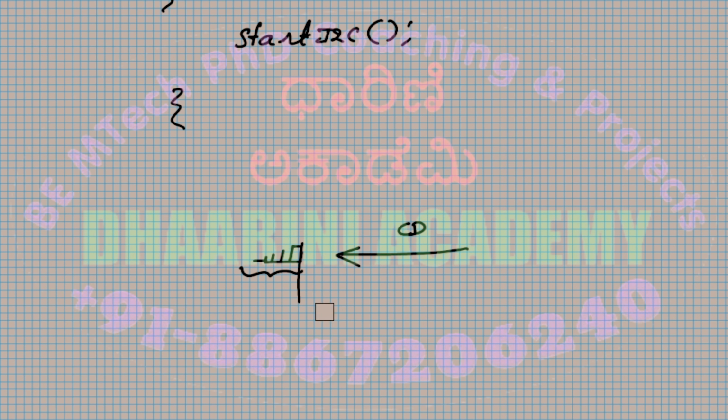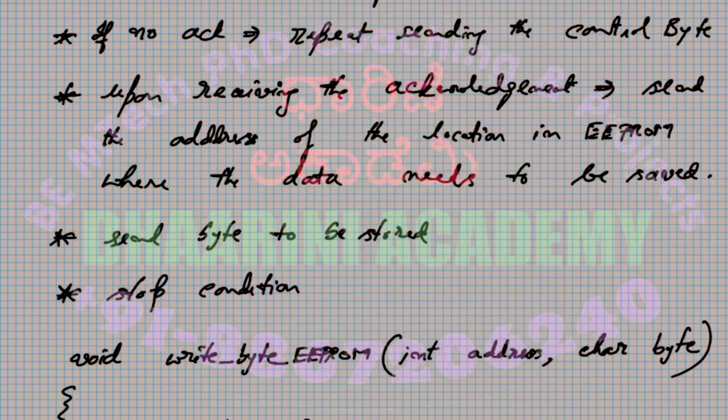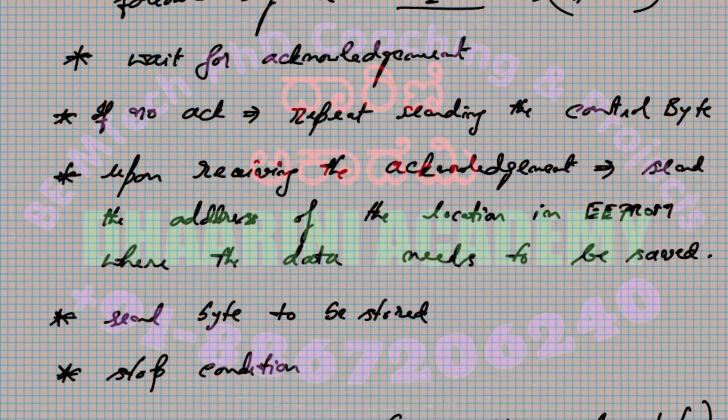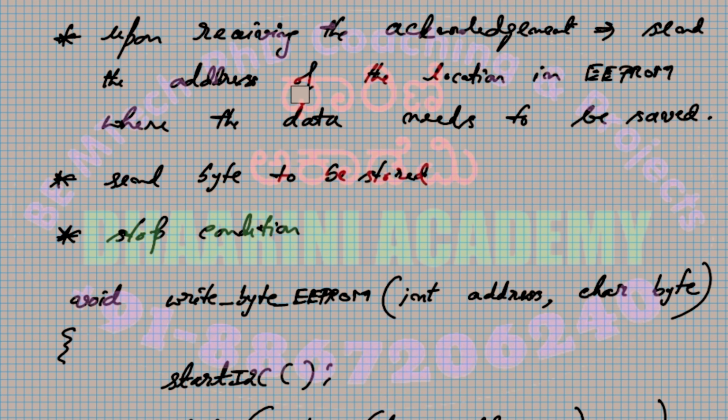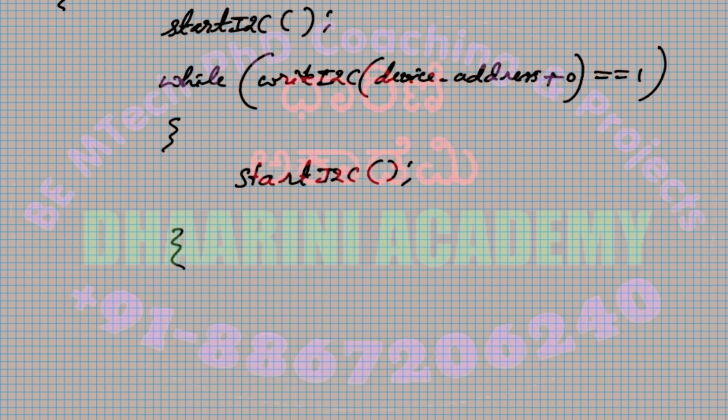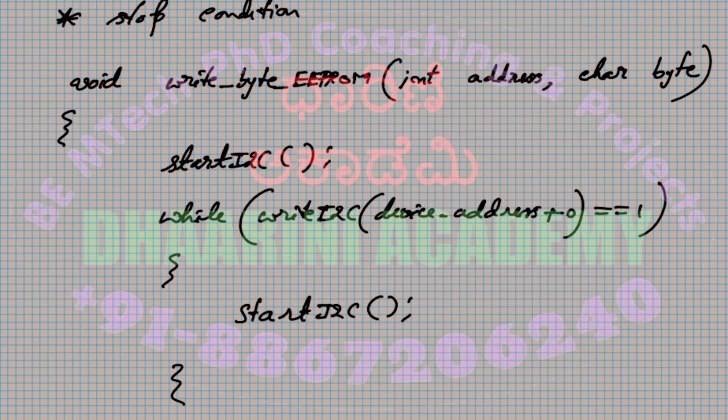So the idea here is about the address I am supposed to send. In our steps, the wait for acknowledgement is over. I got my acknowledgement. If no acknowledgement, keep repeating. That's also done. Now my next step, upon receiving the acknowledgement, is to send the address of the location of that EEPROM. I have a data to write. What is your data? The data I want to send is byte. Where do you want to store it? I want to store it at this address, inside the EEPROM. Now I need to send this address.